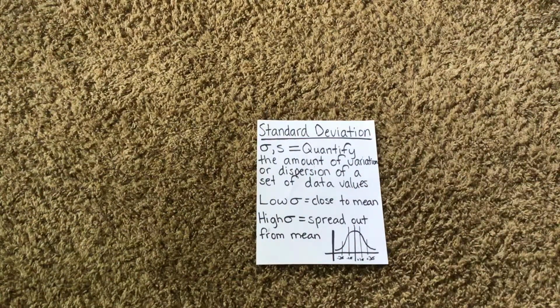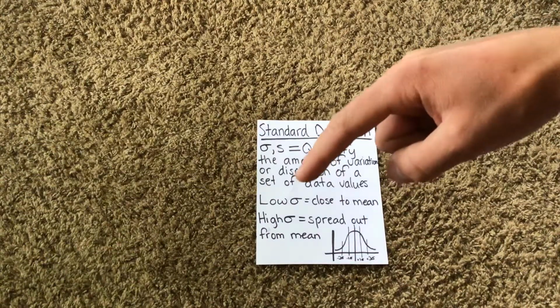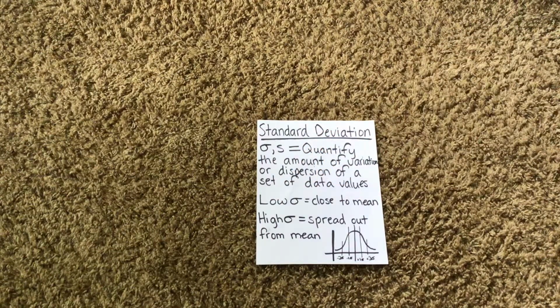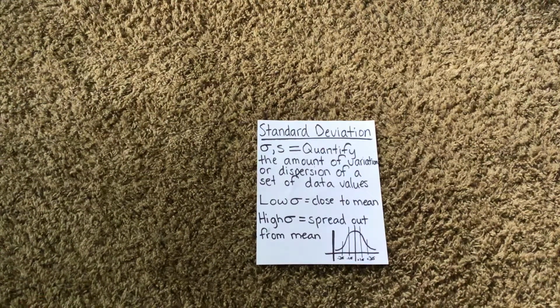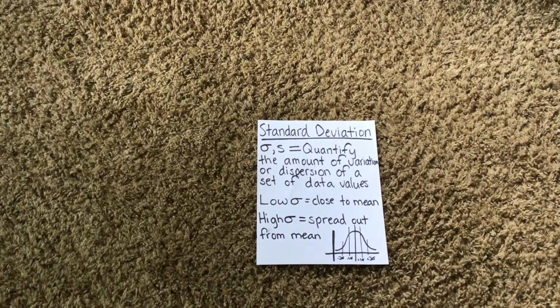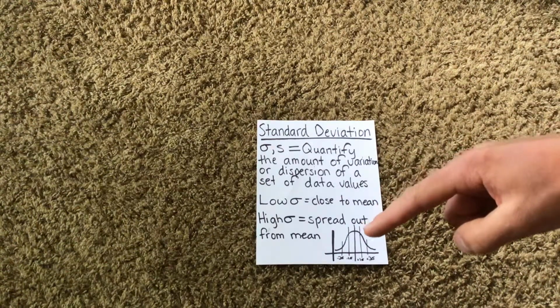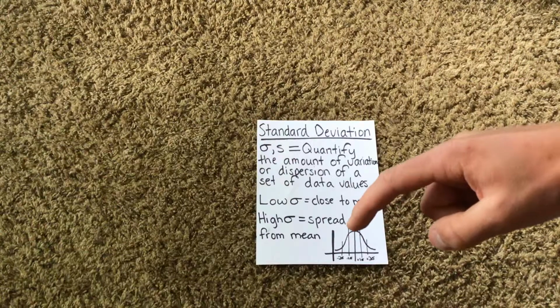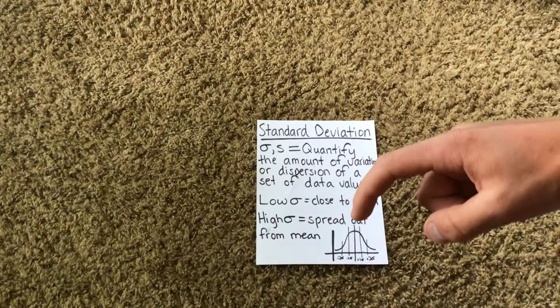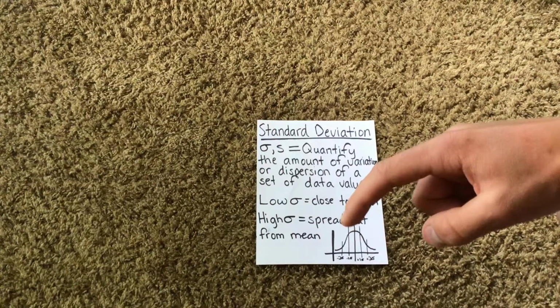Next, to understand standard deviation. Standard deviation quantifies the amount of variation or dispersion of a set of data values. So basically, if there's a low standard deviation, the majority of the values will be closer to the mean. Say the standard deviation was 1, 5, or 10, the majority of the data would be closer to the mean. If there's a high standard deviation, the data values will be more spread out from the mean. For example, down here you can see +1, -1 standard deviation is a lot closer to the mean than +2, -2 standard deviation.